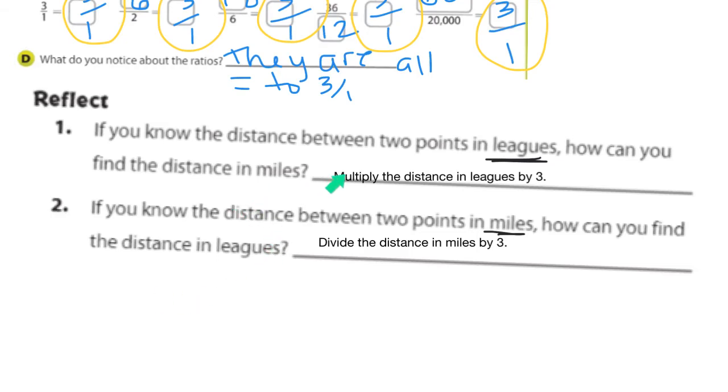Okay, so to get from leagues to miles, you multiply the distance in leagues by 3. To go from miles to leagues, you divide the distance in miles by 3. Please make sure you are using complete sentences. That's what I did.